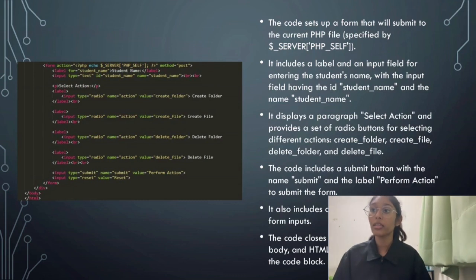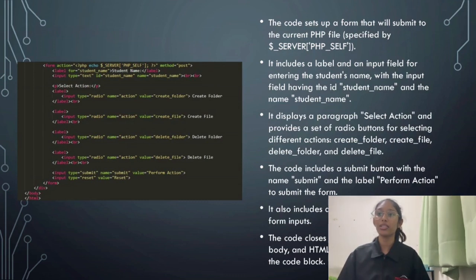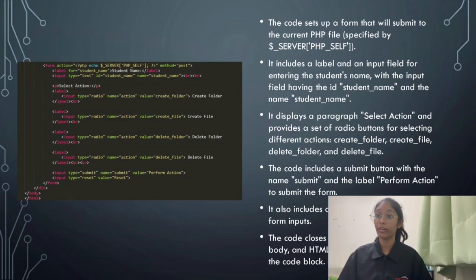It displays a paragraph, select action, and provides a set of radio buttons for selecting different actions: create folder, create file, delete folder, and delete file. The code includes a submit button with the name submit and the label perform action to submit the form. It also includes a reset button to clear the form inputs. The code closes the form, ends the container, body, and HTML tags, indicating the end of the code block.